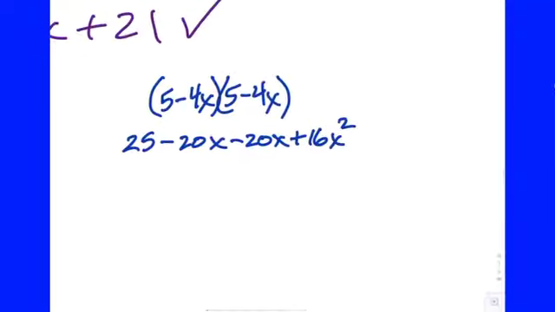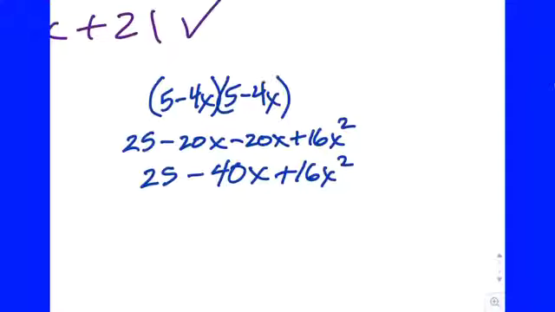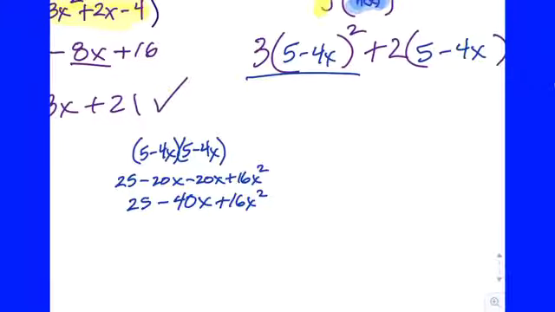Now, if you want to write this in descending order, that's up to you. I'm just going to go ahead and write it as 25 minus 40x plus 16x squared. So that's one way to do it. Here's another way to square a binomial, and I'll say it one time. If you're not comfortable with it now, just spoil it tomorrow.